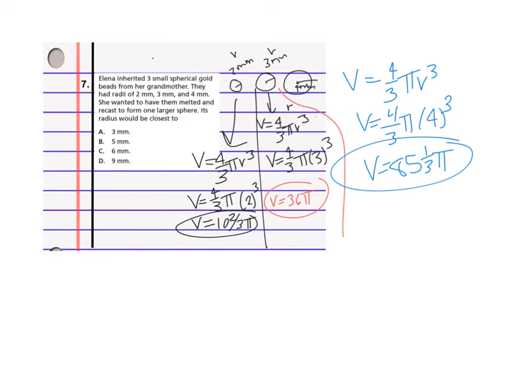Okay. All right, so those are all my volumes. I'm going to add those 3 together. So I'm adding 10 and 2/3 plus 36 plus 85 and 1/3. And look, those 2/3 and 1/3 are going to make such a nice number. So the total volume of all 3 is 132 pi. So that's like the volume of gold she has to work with. But the question, we want to know what the radius of this new massive gold spherical bead would be. So we're going to work backwards.